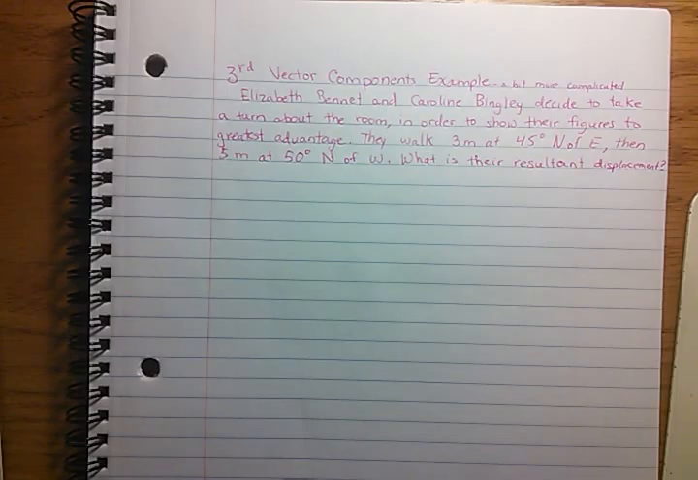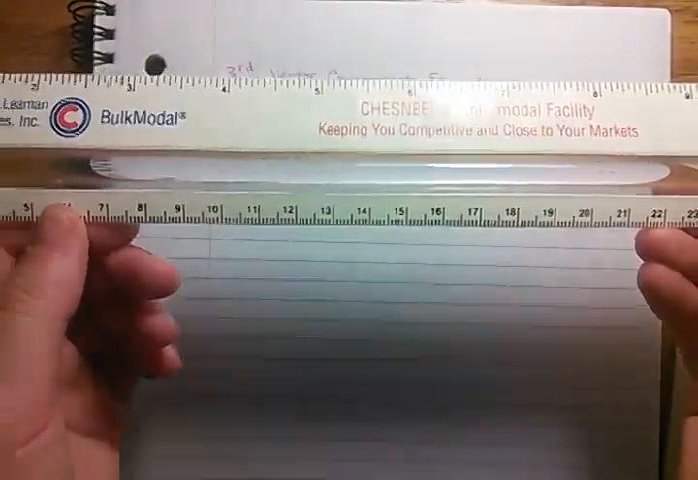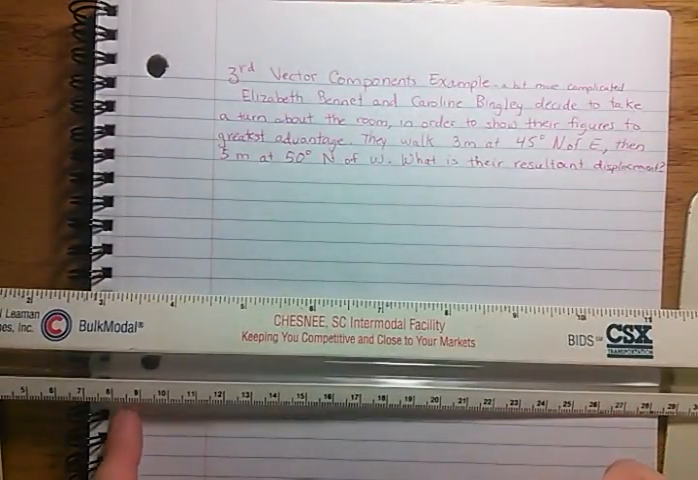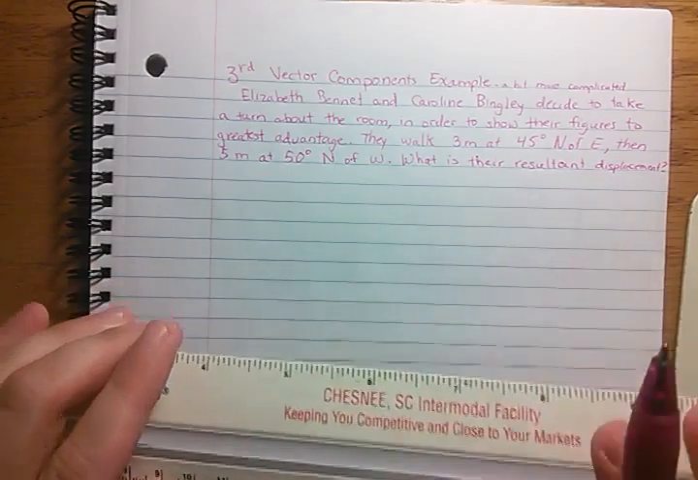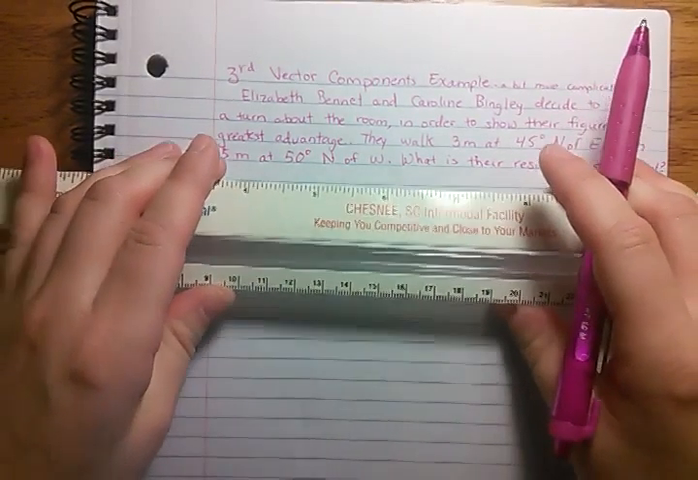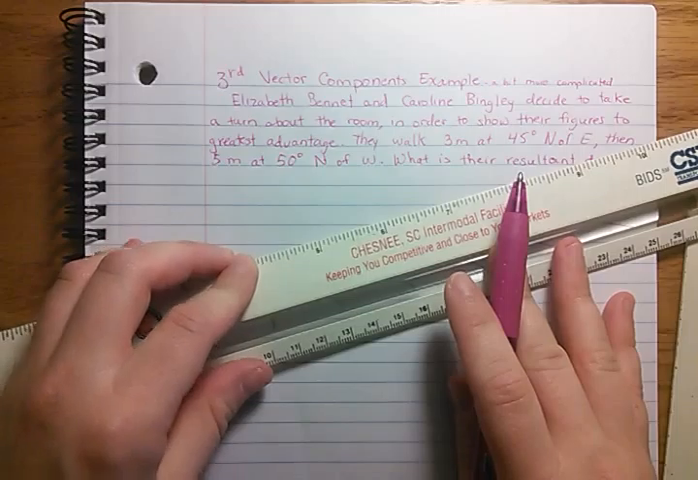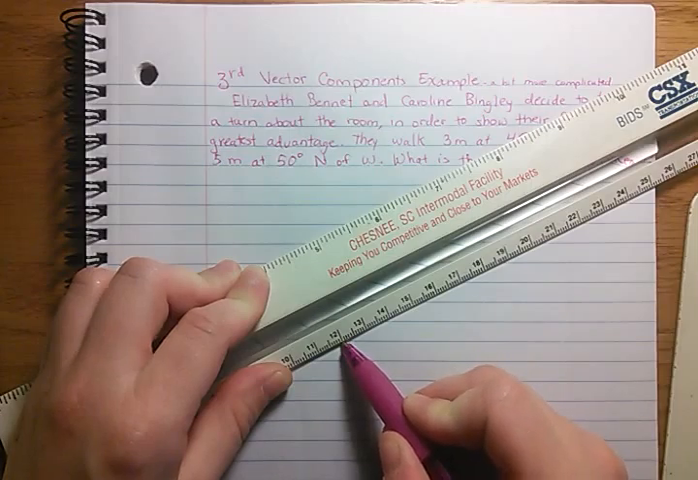Okay, since this one is a little complicated, it's best to draw it as much to scale as you possibly can. So I'm going to get out my ruler. And I am going to say that each centimeter is going to be equal to a meter. So I'm first going to draw that 3 meters at 45 degrees north of east. And I do not have a protractor, so I'm just going to pretty much guess. So I want to go about 45 degrees, and then I'll draw it from 12 to 15. That would be my 3 centimeters.